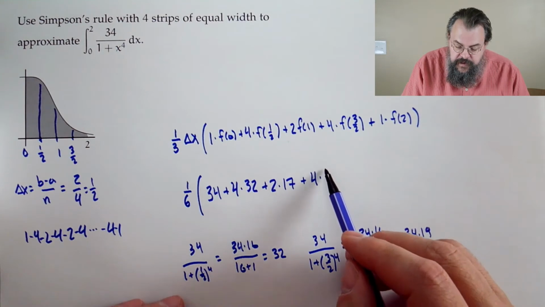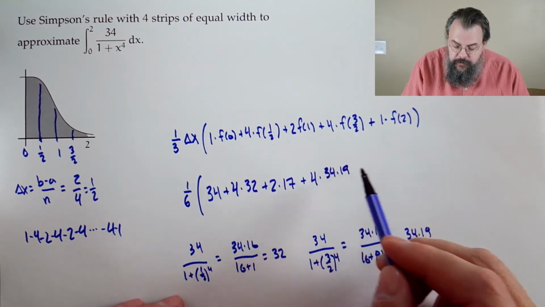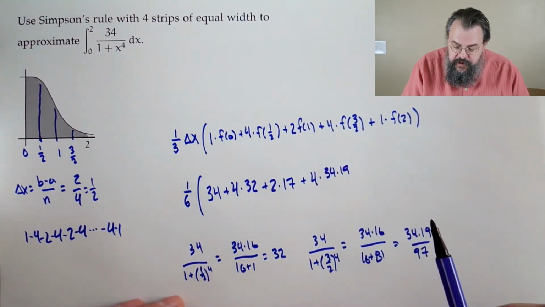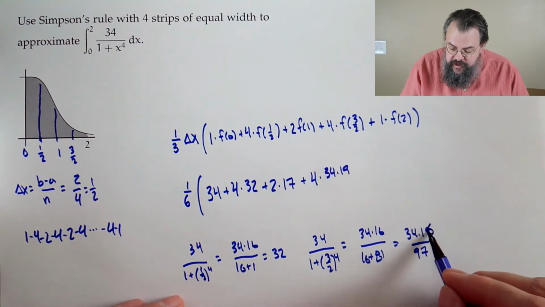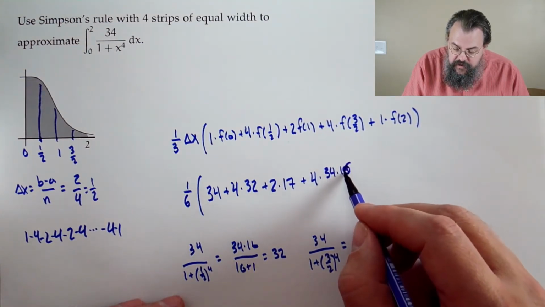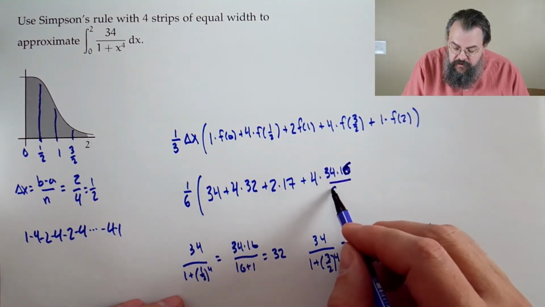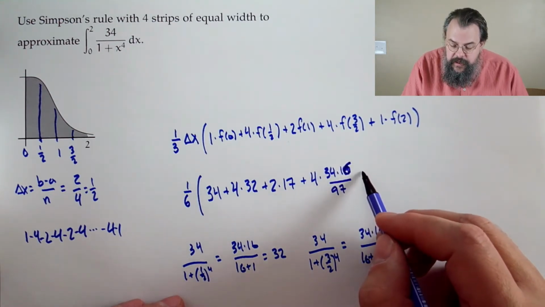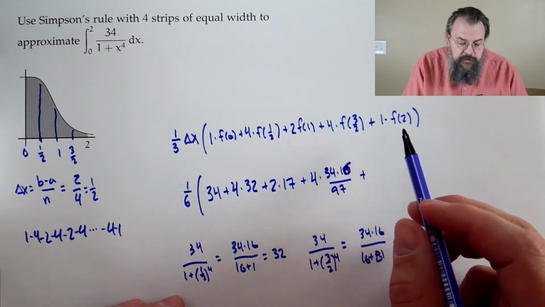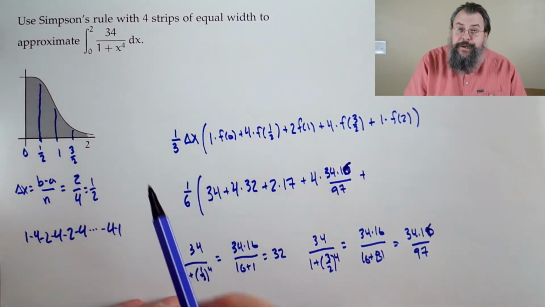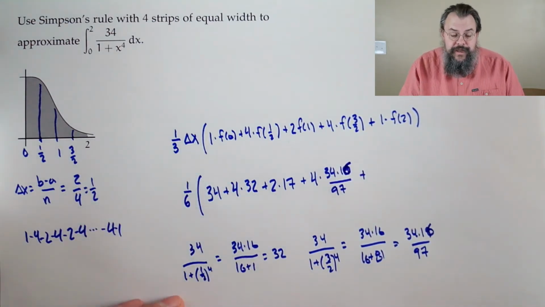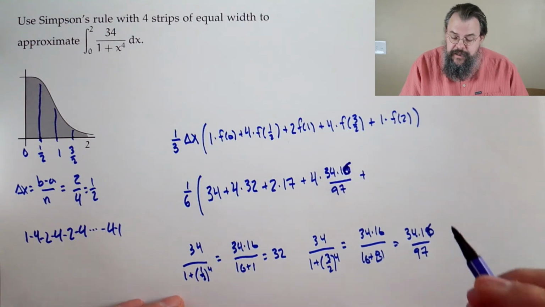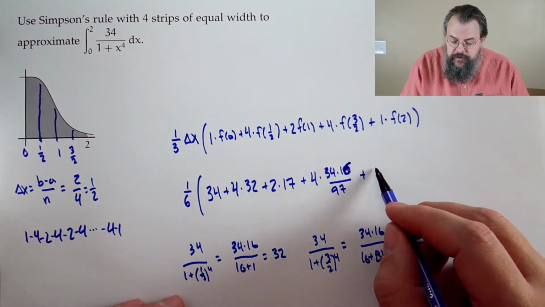Well, sometimes that's just the way it is. So 34, that's a 16 there, not 19. So 34 times 16 over 97. All right, and then finally, 1 times f of 2. Well, that one we can do. 2 to the 4th is 16, add 1 is 17, and dividing the 34 gives us 2.